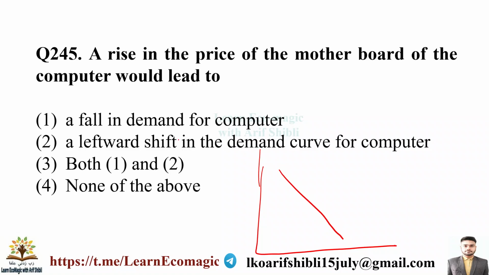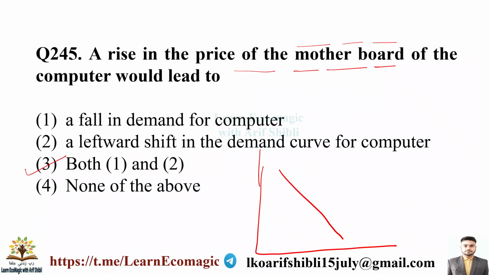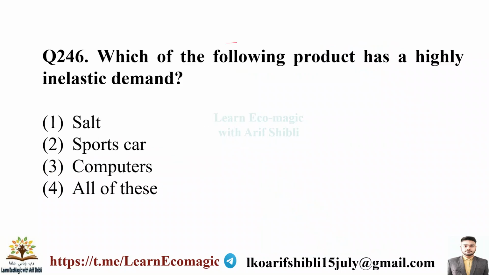Suppose this is the normal demand curve. A fall in the demand for computers, a leftward shift in the demand curve for computers, both A and B, none of the above. Whenever there is a shift in the demand curve, it means there will be a change in other things, except a change in the price of that particular commodity. Suppose the motherboard is a complementary good for computers. The price change in the motherboard, a complementary good, will reduce the demand for computers. There will be a fall in demand, or a leftward shift in the demand curve. So the right answer for this question will be 3.